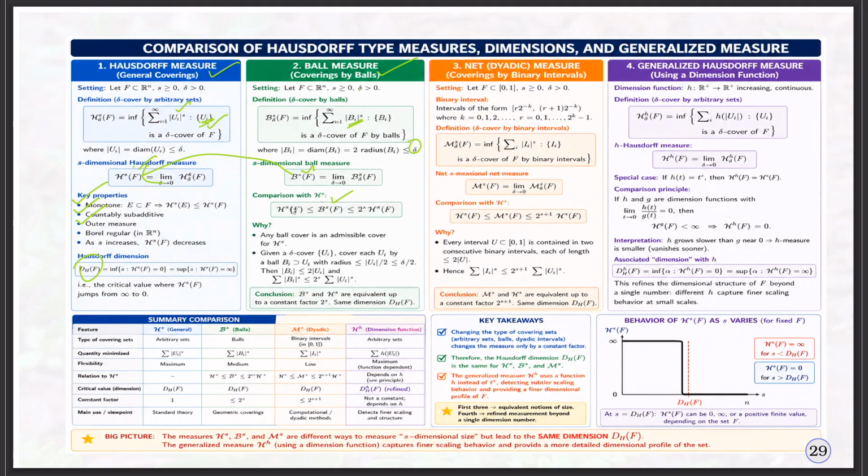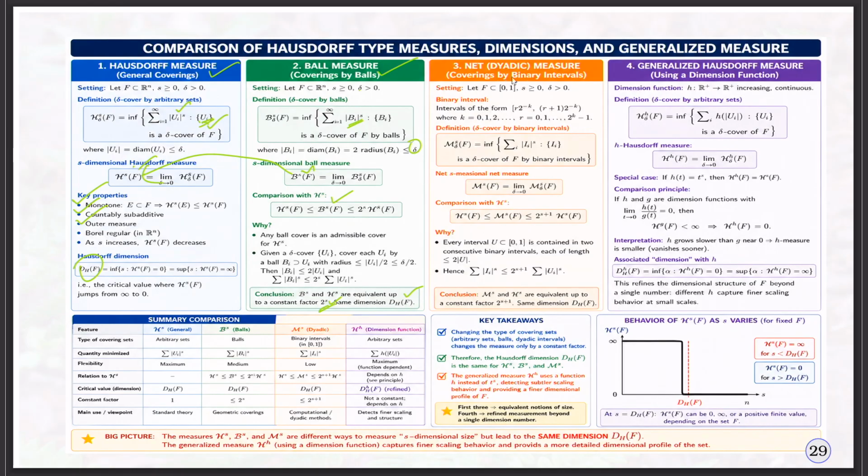So for the same f, both will give the jump from infinity to 0. So B^s and h^s are equivalent up to a constant factor 2 power s, and give the same dimension dim_H of f. So the only variance is the constant 2 power s.